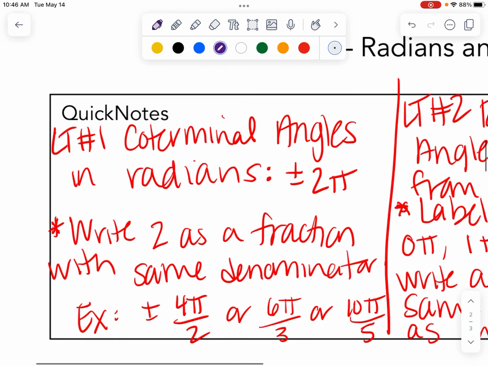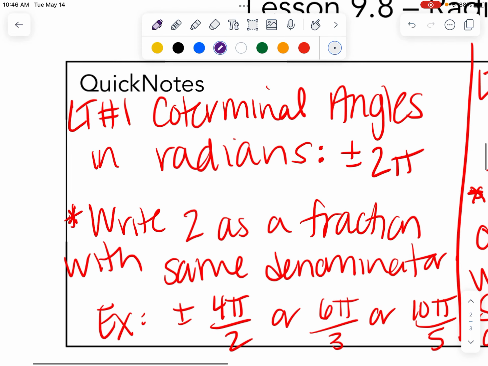All right, so first learning target was about coterminal angles. And as I said before, we've already done this with degrees. Now we're just doing the exact same thing with radians. So you already know half of it. You understand what a coterminal angle is, hopefully. And in degrees, you added plus or minus 360. Here we're adding plus or minus 2 pi.